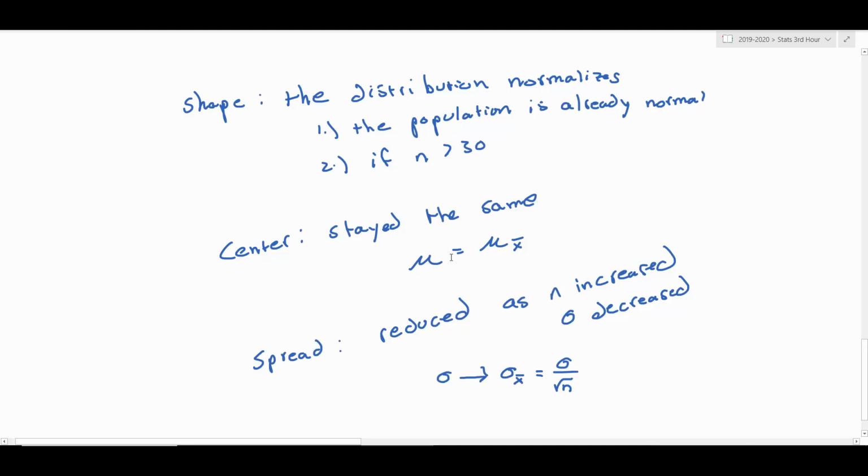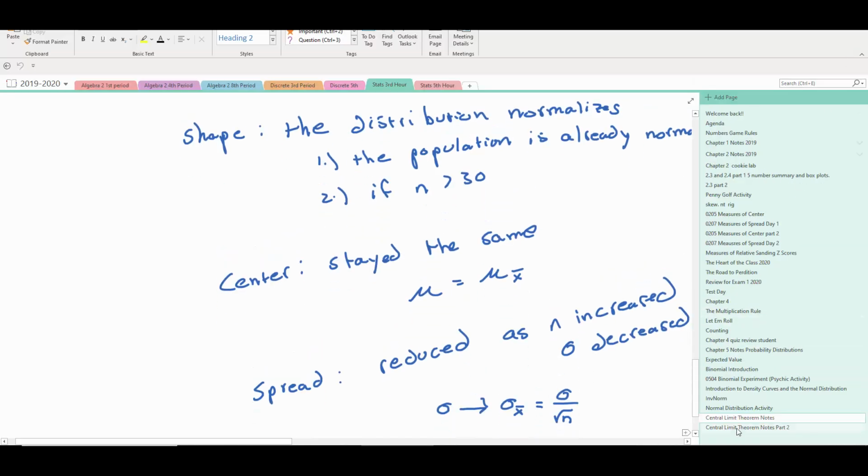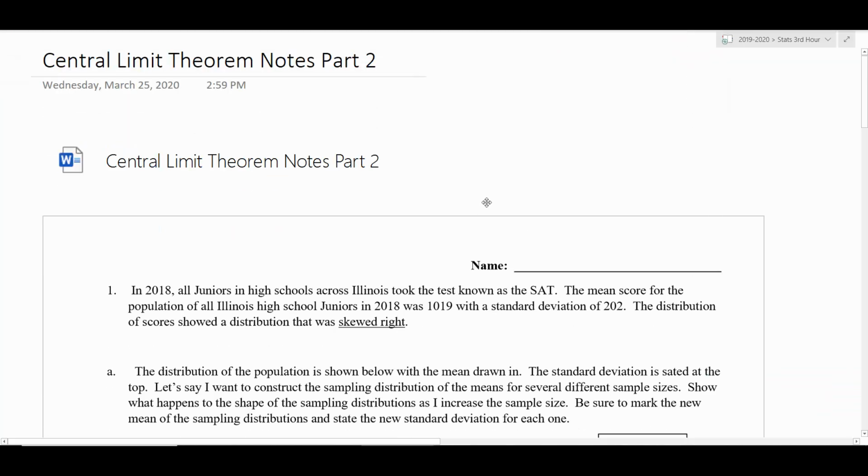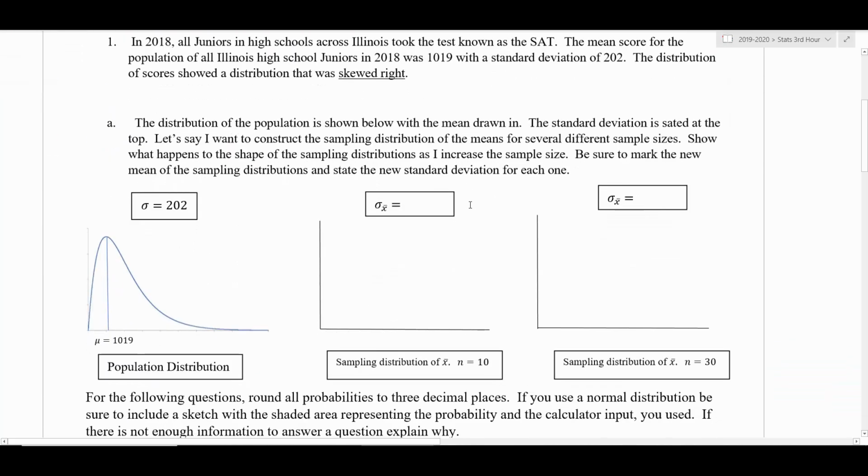We talked about the center, where the mean of the population and the mean of the sampling distribution stayed the same no matter what the sample size was, and the spread reduced, right? So as the sample size increased, the standard deviation decreased. And we could calculate that new standard deviation using this formula. So we're going to take a look at some problems that use this theorem and see what we can do here.